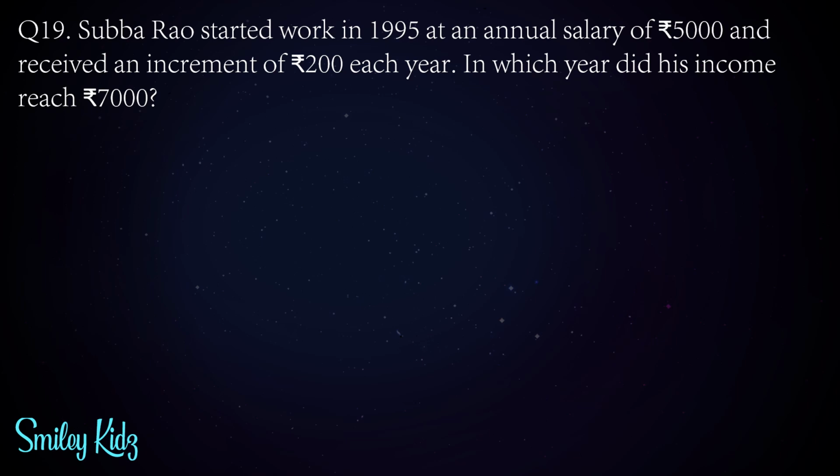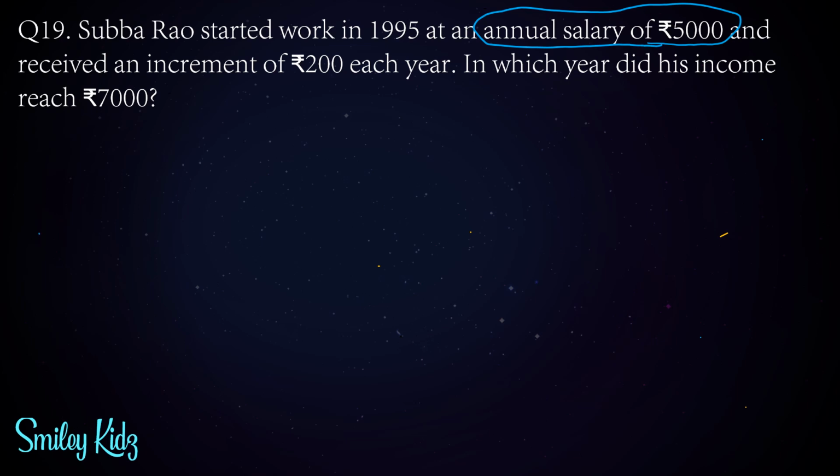Moving ahead, we have a very interesting question which says, Subbarao started work in 1995, that is the year, right? Then at an annual salary of rupees 5,000 and received an increment of rupees 200 each year. In which year did his income reach rupees 7,000? Now the important thing about this kind of word problems is that you get stuck in knowing which value is what. So here, annual salary.